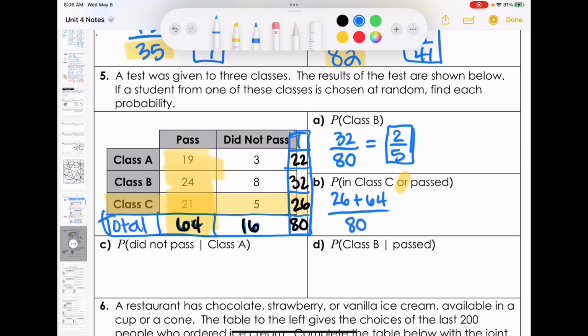But if you look, this 21 is being counted twice. We counted that in the passed and in Class C. So I'm going to go back and subtract 21 from that. So I'm going to do 26 plus 64 minus 21 over 80, which gives me 69 over 80.